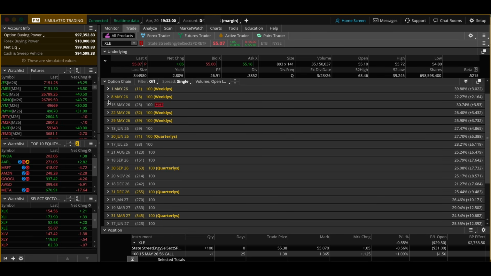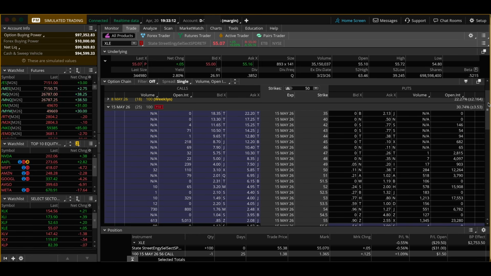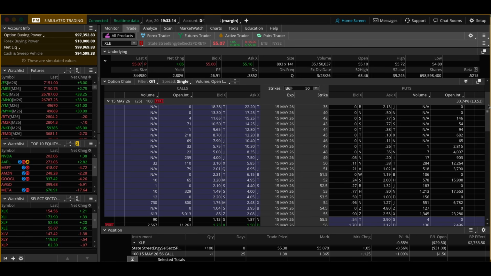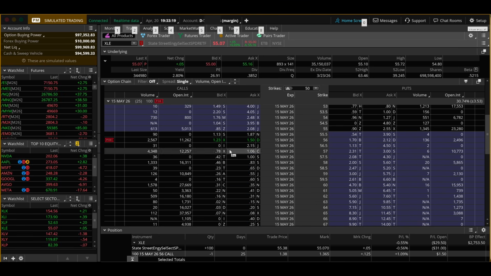And so I would expect that the liquidity is going to be much better in the monthly options expiration cycle. So let's go ahead and open up the May 15th, 2026 expiration. These options expire in 25 days. And we can see here that the volume and open interest for this chain looks a little weird.